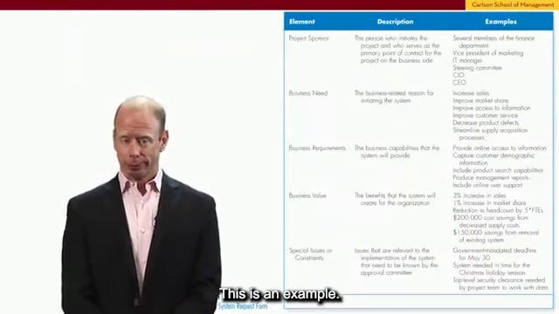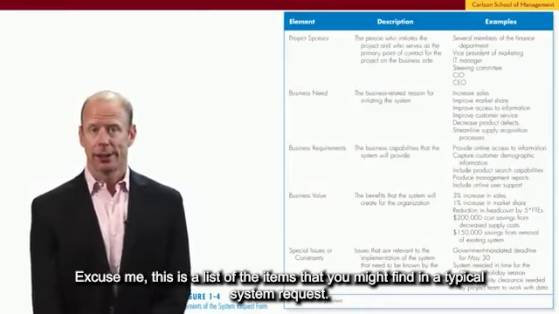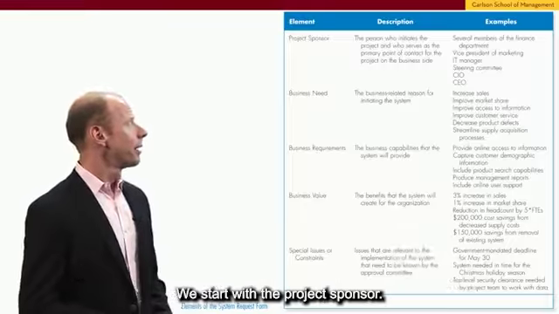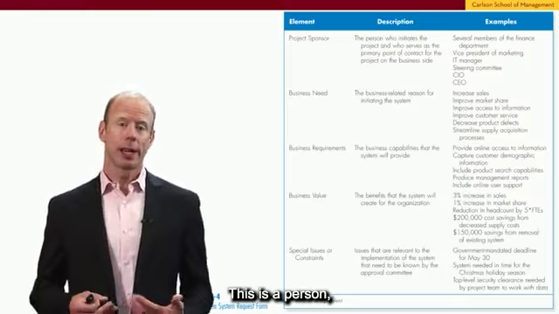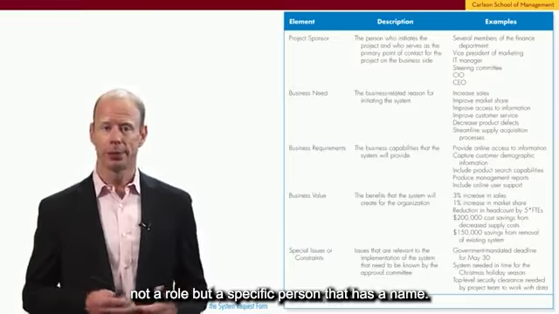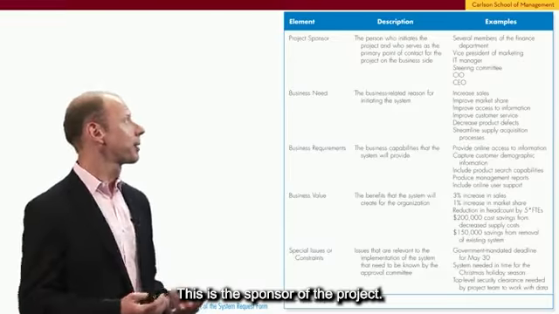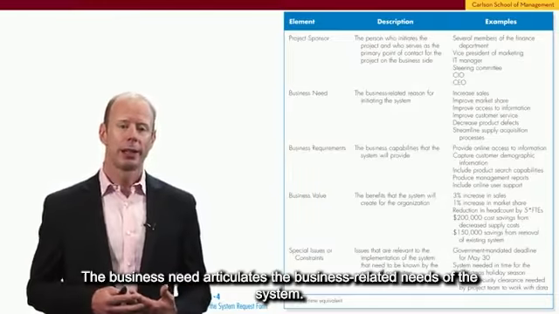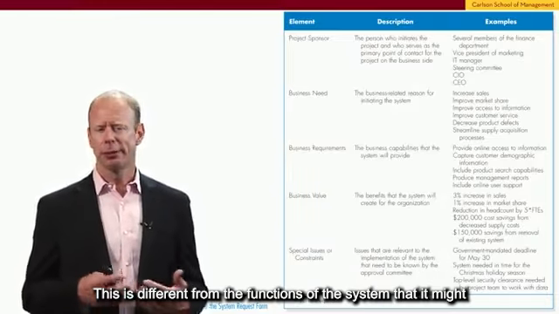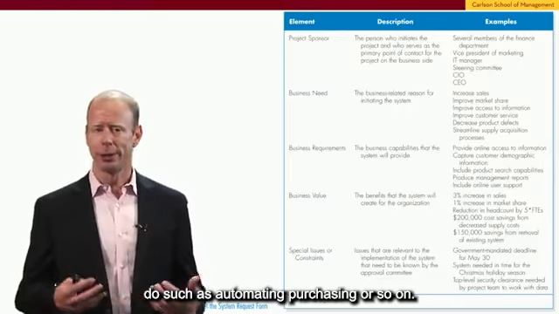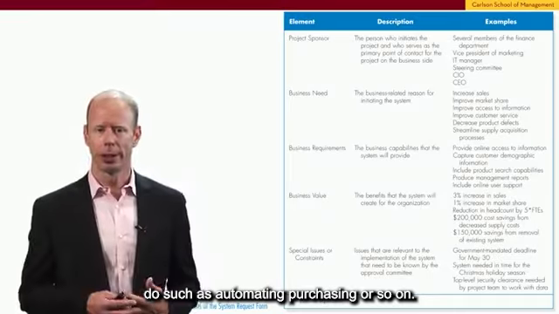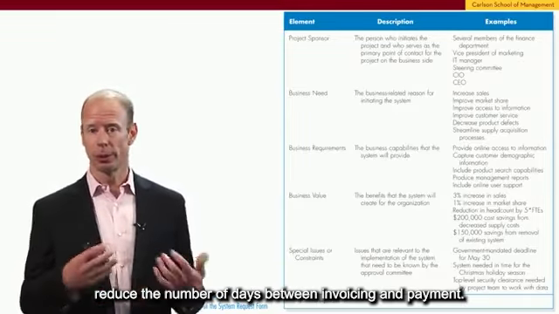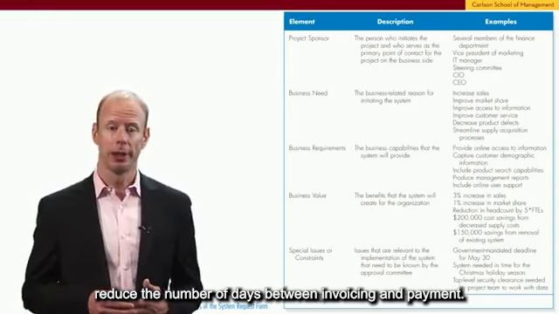This is a list of the items that you might find in a typical system request. We start with the project sponsor. This is a person, not a role, but a specific person that has a name. This is a sponsor of the project. The business need articulates the business-related needs of the system. This is different from the functions of the system that it might do, such as automating purchasing or so on. Instead, it talks about the business need, which might be something like to reduce the number of days between invoicing and payment.